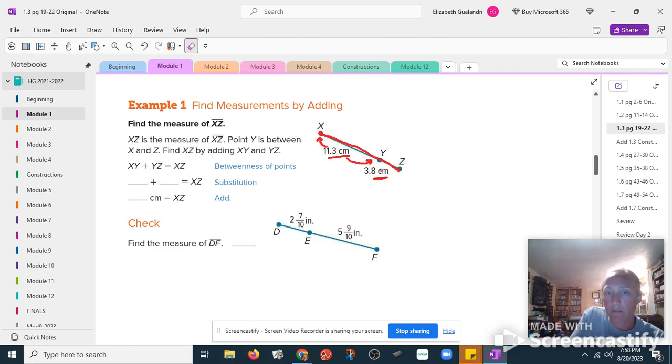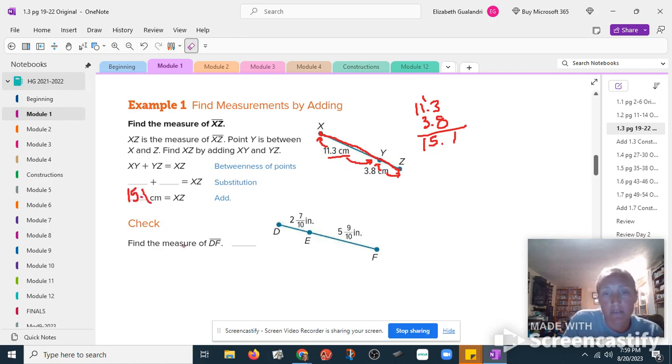And for this one, it's the measure between point Y and point Z. So I would just simply do 11.3 plus 3.8, and I would add my numbers here, and I would get 15.1 centimeters for my final answer.